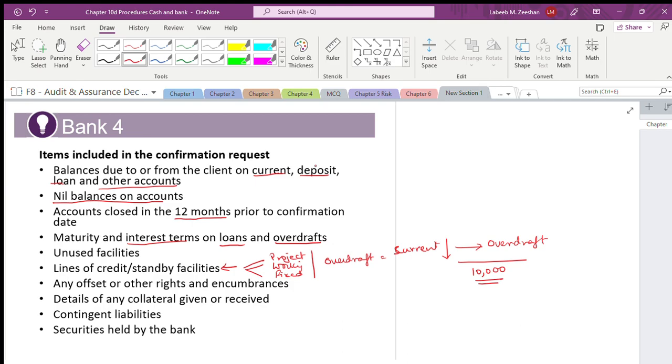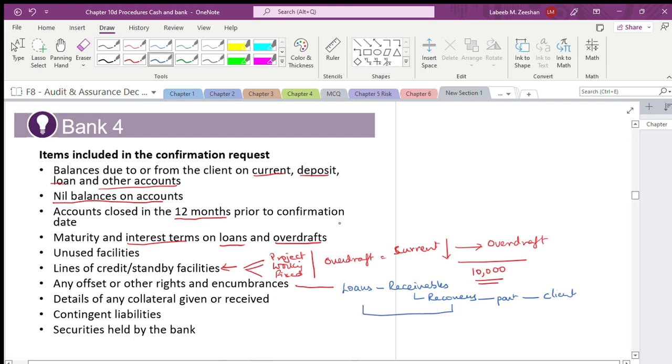Any offset or other rights and encumbrances. Any offset means, yesterday we did it with receivables. If you remember rightly, we said we are taking the loans against the receivables. Now what happens? The moment there is a recovery, a part of the recovery goes to the client, what goes to the company, and then the amount of the loan will be transferred to the loan account. This is like an offset. Automatically they will not wait for us to repay the loan. As simple as that.